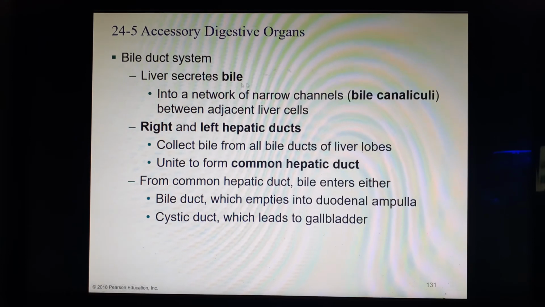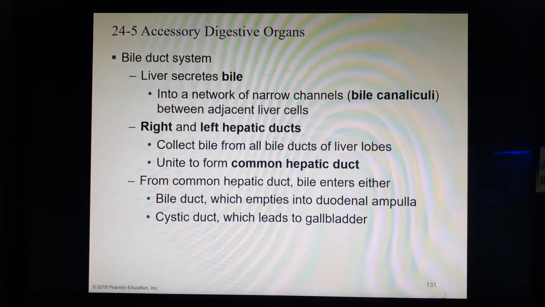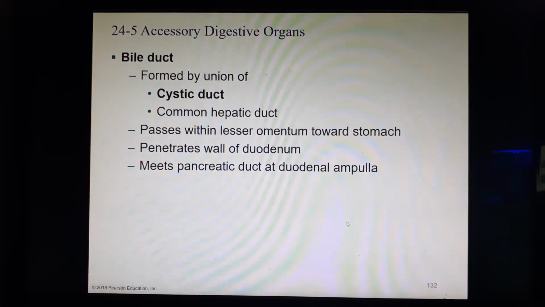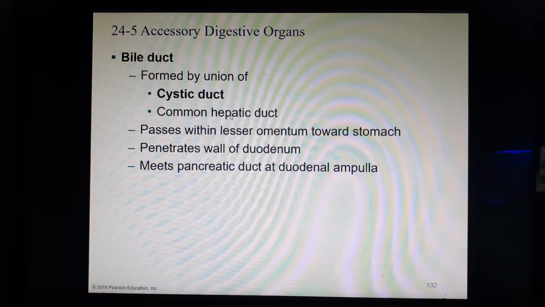So the liver is actually creating the bile, and it puts it into the bile canaliculi, which will eventually drain into the bile ducts. And the right and left hepatic ducts take all the bile from all the bile ducts, and they're going to come together and make the common hepatic duct. Remember, hepatic means liver. Then the common hepatic duct, it's going to take the bile, and it's either going to go into the regular bile duct, which is going to go into the duodenum, or it's going to go into the cystic duct, which leads to the gallbladder. So the bile duct is made by the common hepatic duct joining the cystic duct. And it goes through the wall of the duodenum, and we inject the bile into the intestine, into the pancreatic duct at the duodenal ampulla.